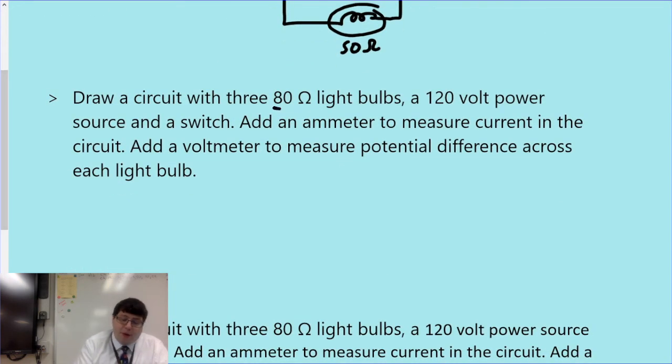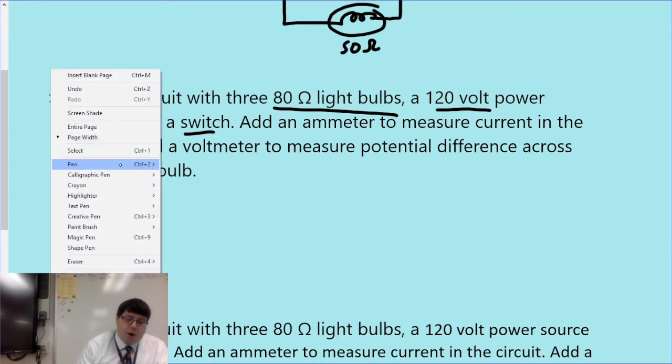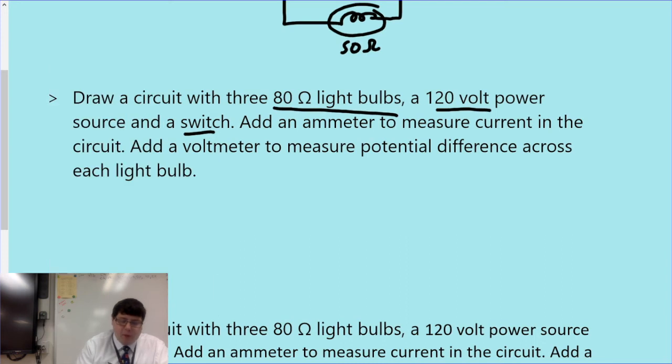Contrast that with this one here. Now we want to draw three light bulbs, a 120 volt power source and a switch, and add ammeters and voltmeters to do our measurements here. Now we're going to keep this simple, so we're going to do series again, but we'll do some parallel examples in a second. We have our 120 volt power source. Now we want to do three 80 ohm light bulbs. So I'm going to line them all up down here at the bottom.